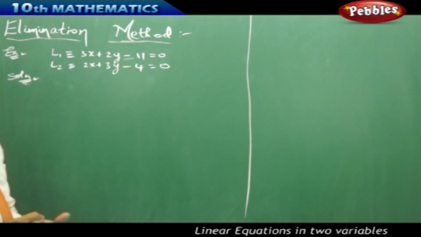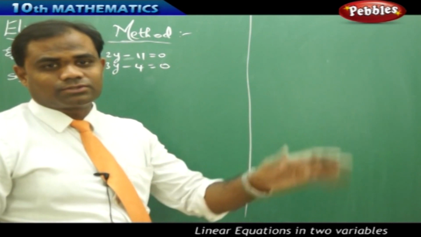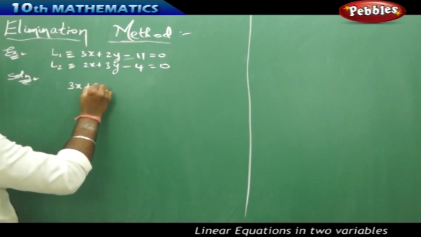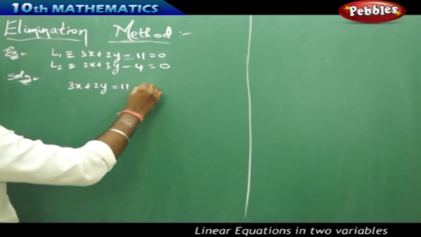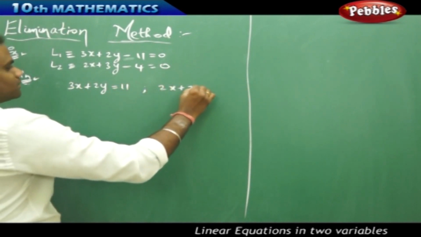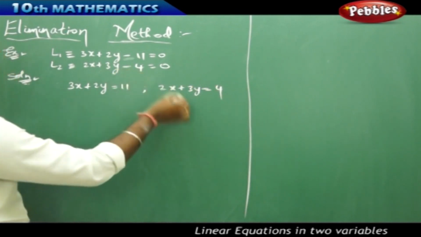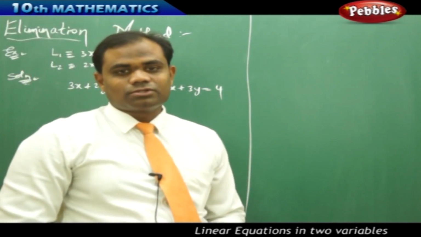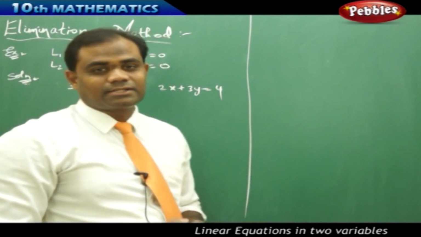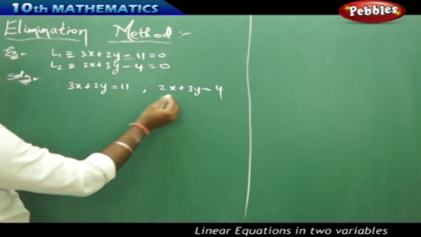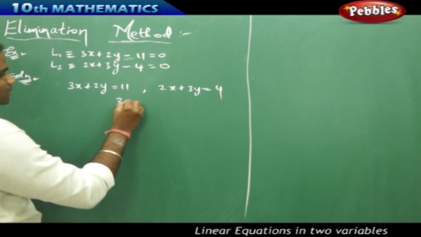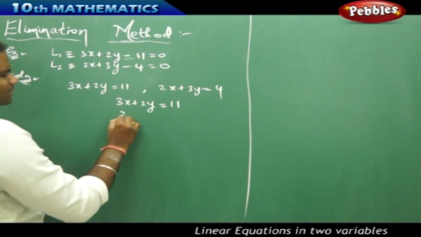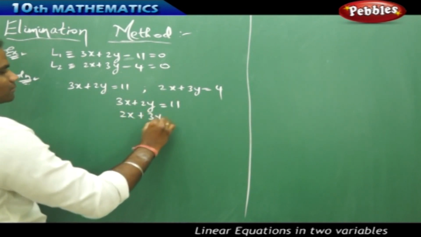So in the elimination method, I try to take all constants to the right so that my line L1 gets reduced to 3x plus 2y equals 11 and 2x plus 3y equals 4, from L1 and L2 respectively. Then I use one line over the other. The next step, what I include is I take one equation over the other. So the first equation is this, which I have taken. Then the next equation I take over this.